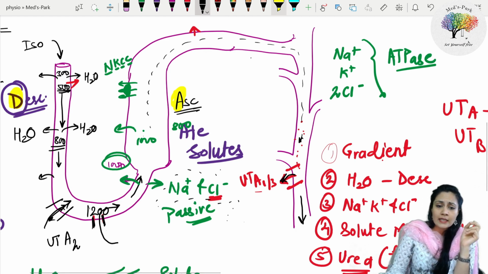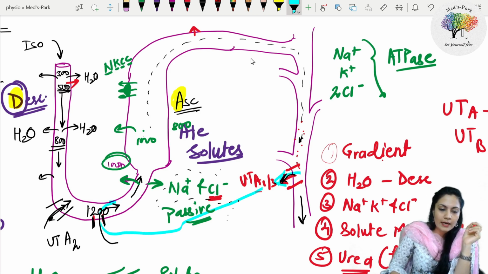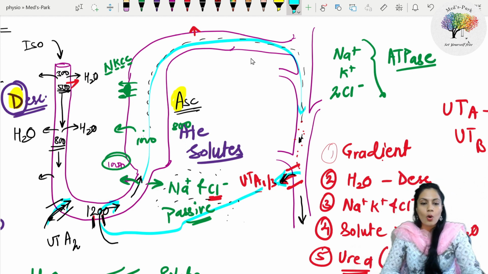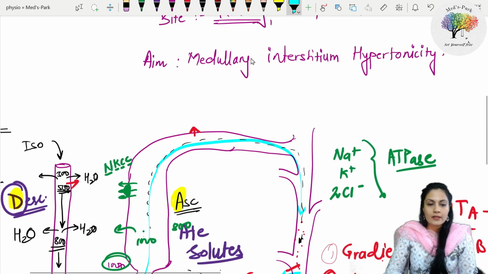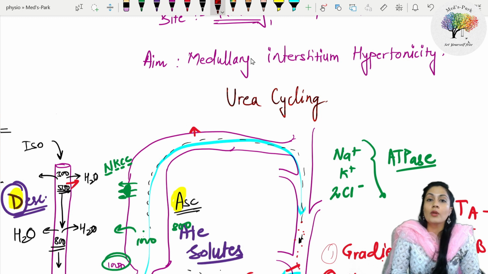Now understand, there is a pathway going on of the urea. That means urea is coming out from here. Then if it is more, it is again getting secreted back into the tubule. Then it is moving back again over here. And this is like a cycle which is going on of the urea. And that's why it is also called urea cycling. This is also known as urea cycling.